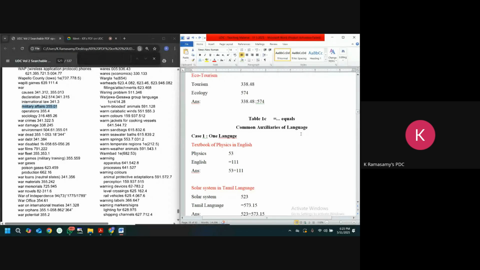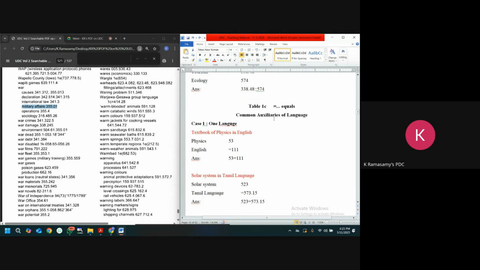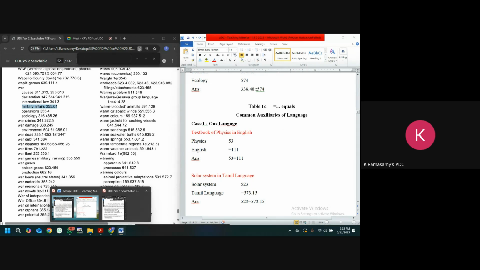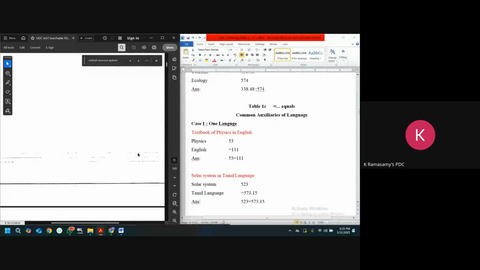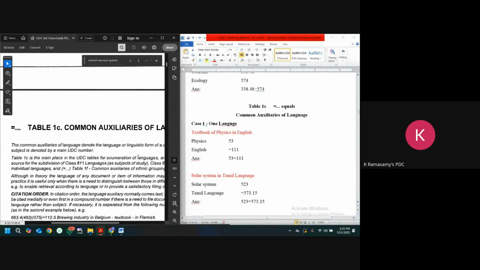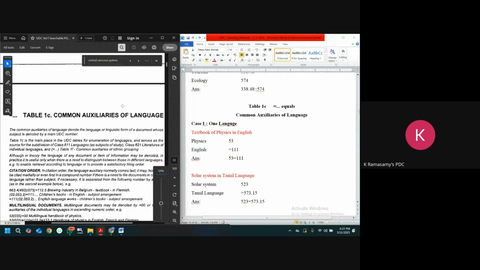We go to table 1C. After table 1C, we'll have a 5-10 minutes break. Table 1C stands for languages. If you want to get numbers for any languages, you need to go to volume 1. In volume 1, go to table 1C, which stands for languages. We can see all languages in the world are listed here.